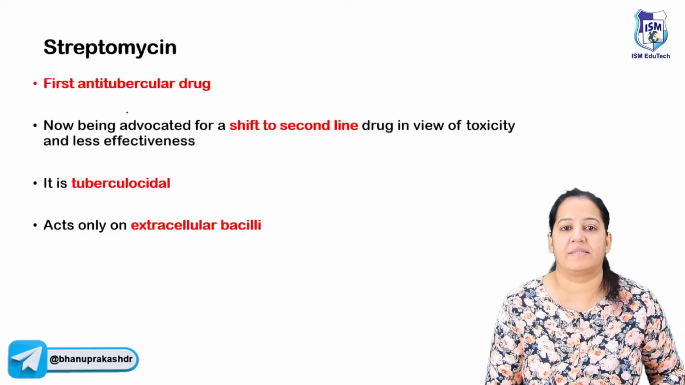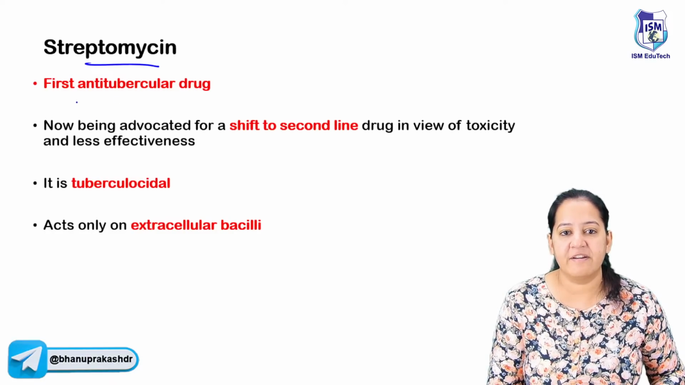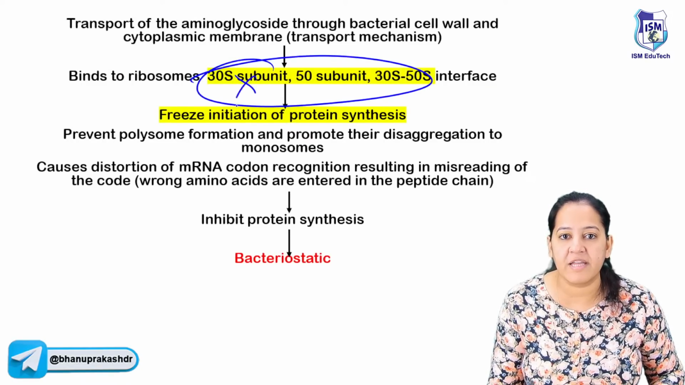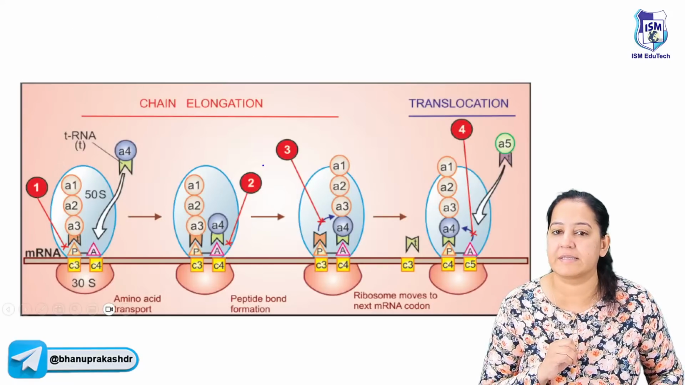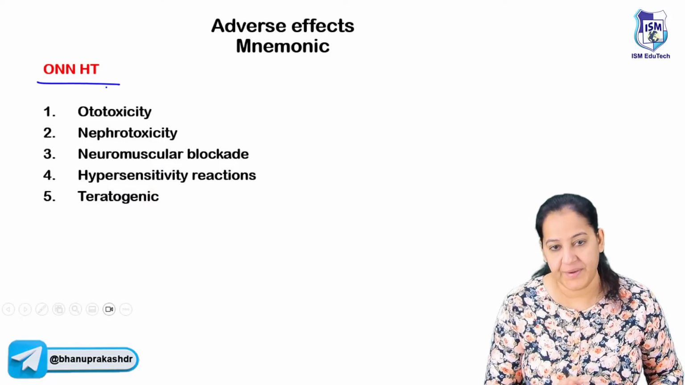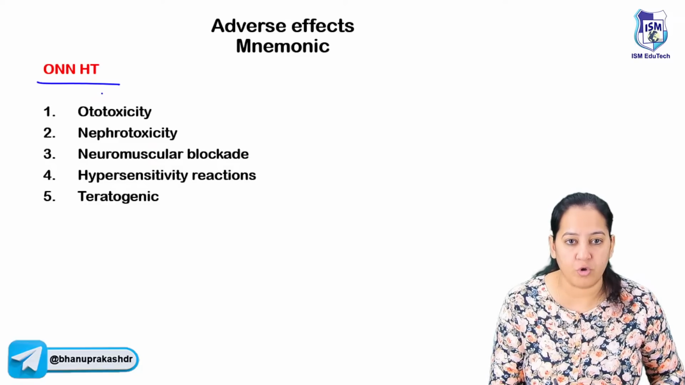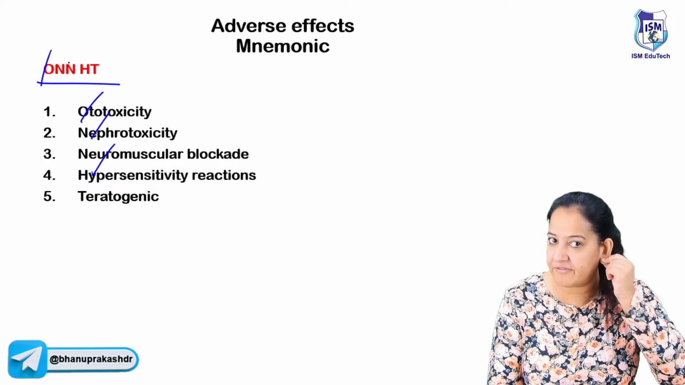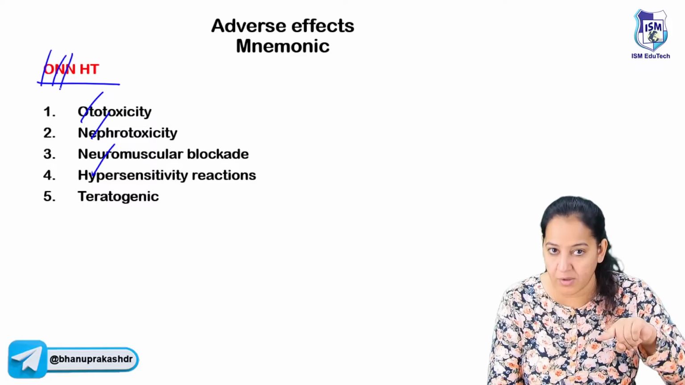And last, streptomycin. It is a weak drug, very weak drug, and it inhibits the ribosome, 30S and 50S of the ribosome, no protein synthesis. The side effects are on HT. You can learn the mnemonic on HT. It is ototoxic, nephrotoxic, neurotoxic. Ototoxic, the person becomes deaf. Nephrotoxic, neurotoxic, right?